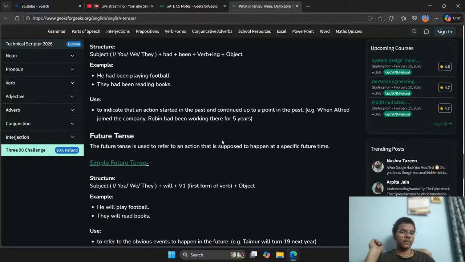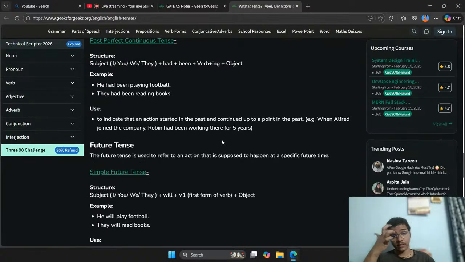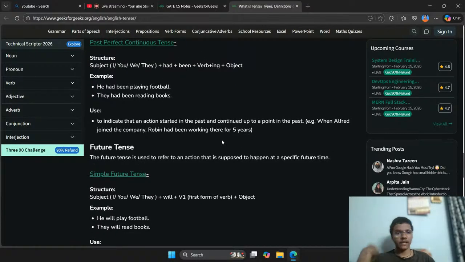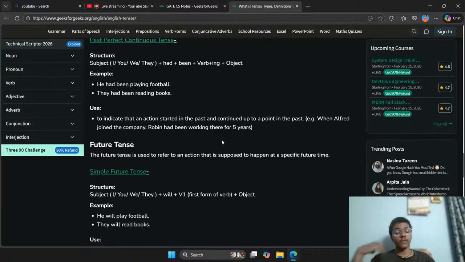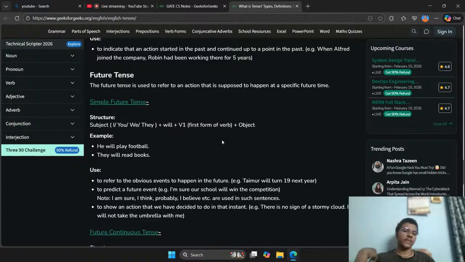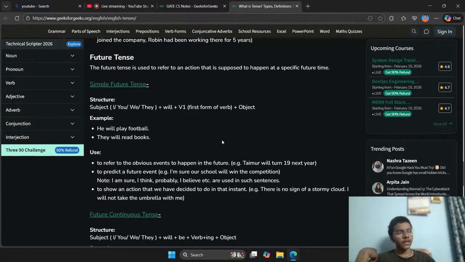Okay. To indicate an action started in the past, continued up to a point in the past. When Alfred joined the company, Robin had been working there for 5 years. He had been playing football. Yes, that makes sense. Like Alfred joined sometime in the past, and by the time Alfred joined, Robin was already working in the company for 5 years.